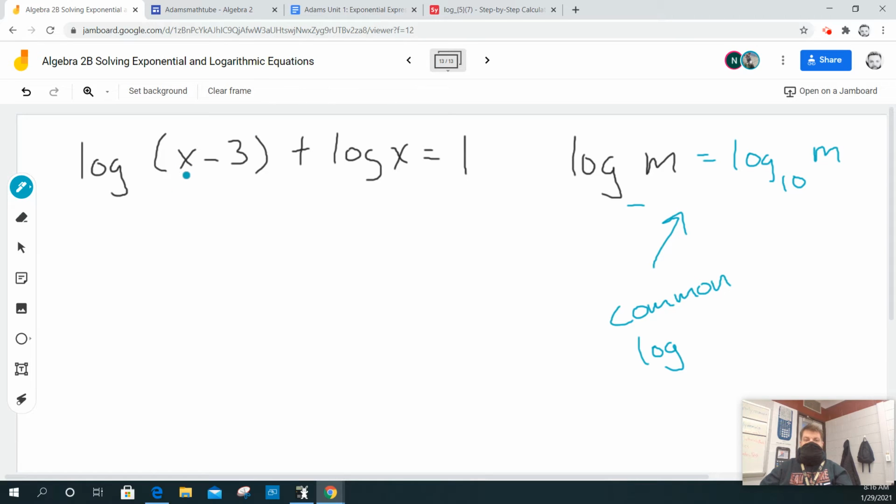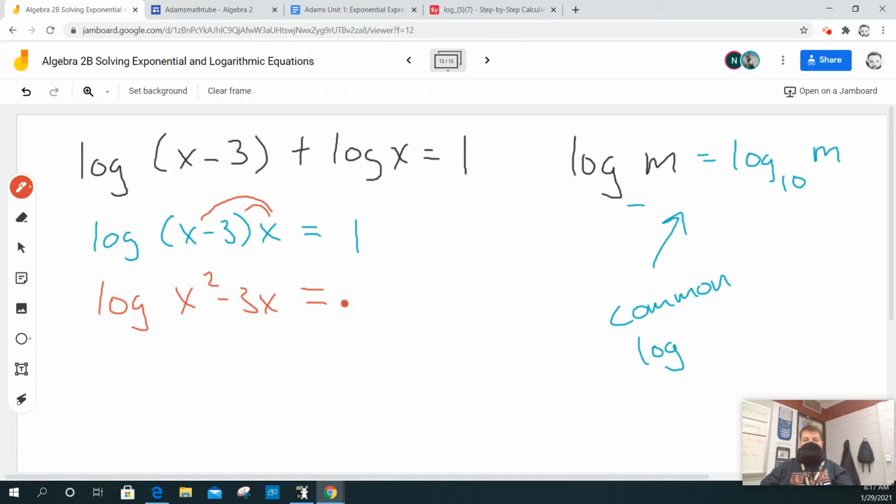Using the properties of log, because I'm adding two logs with the same base, I can make them a product. In other words, this changes to the log base 10 of x minus 3 times x, and that's equal to 1. In the next step, I'm going to distribute that through the parentheses, and I get the log base 10 of x squared minus 3x is equal to 1. All right, so now I've got to solve this.